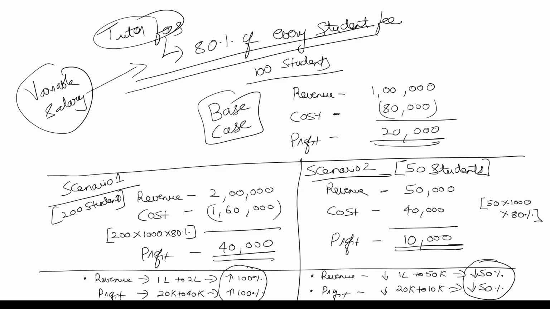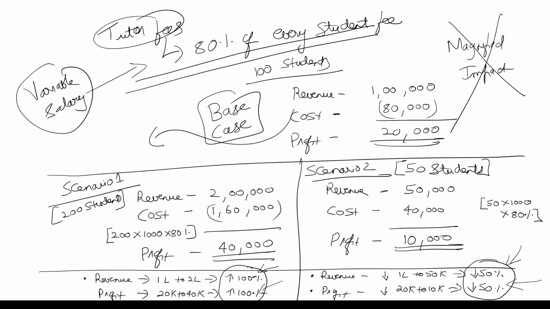Look at both the scenarios. The trigger was 100% here and the impact was also 100%. The trigger was 50% here and the impact was also 50%. In both cases, there is no magnified impact seen at all. Why are we not seeing a magnified impact? Because there is no fixed element in the cost. The cost is not fixed, the cost is only variable.